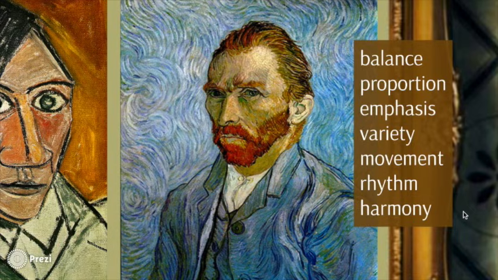Now let's talk about something called the principles of art. The principles of art are like the sugar and spices for every masterpiece. They are what's going to make it awesome and unique. They are balance, proportion, emphasis, variety, movement, rhythm, and harmony. And as we look at this next group of selfies, let's see what principles of art we can find.